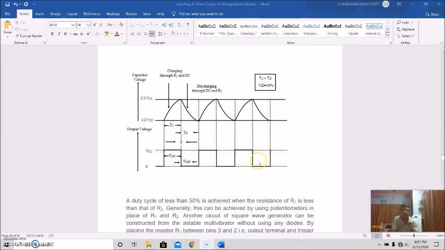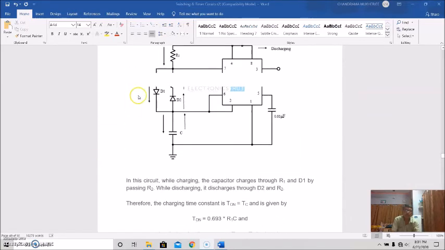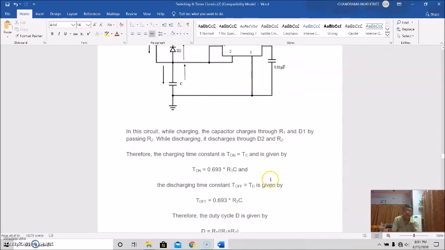A duty cycle of less than 50% is also achieved when the resistance R1 is less than that of R2, and generally this can be achieved by using a potentiometer in place of R1. So if we put a potentiometer here in place of this R1, that is possible.